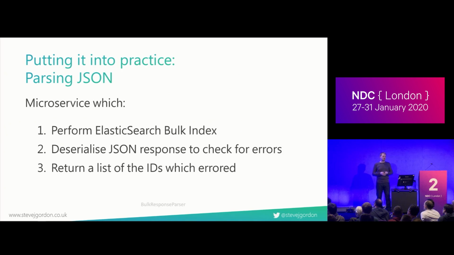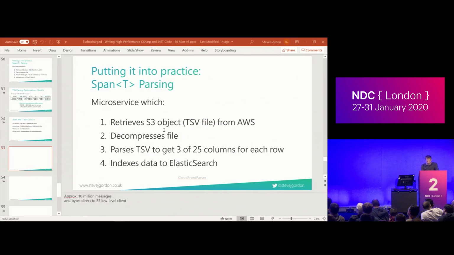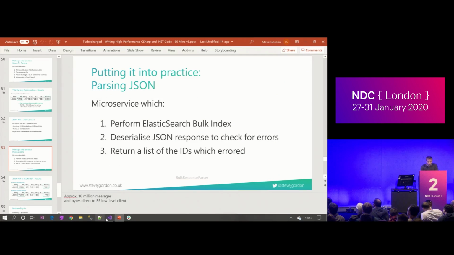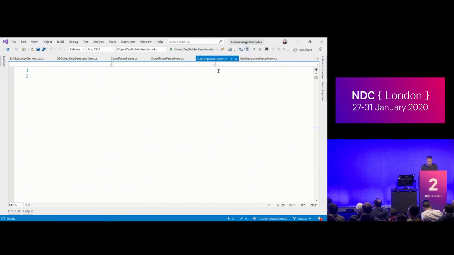What I need to do, when I get the response back, is deserialize that response in order to identify: did that operation complete successfully overall? And if it didn't, which of the actual things I indexed failed? Because what we want to know is which ones we have to retry. And this is actually quite a hard problem to do in a very efficient way with regular JSON. So let's look at the original code.